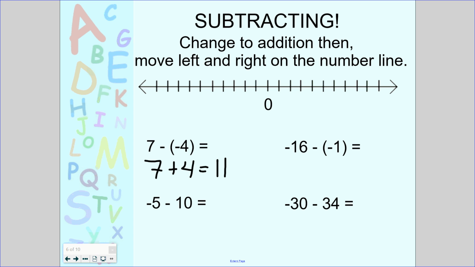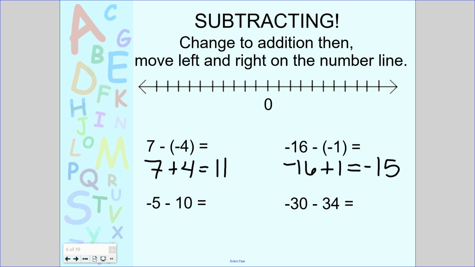Negative 16 minus negative 1. Again, I see minus a negative, so we change it to plus. Okay, and now think about our number line. We'd start at 0. We'd go 16 to the left and 1 to the right. Where does that take me? Negative 15 is correct. Okay.